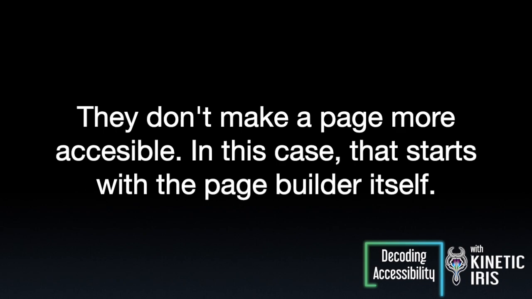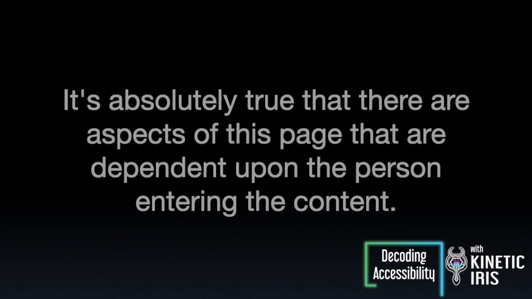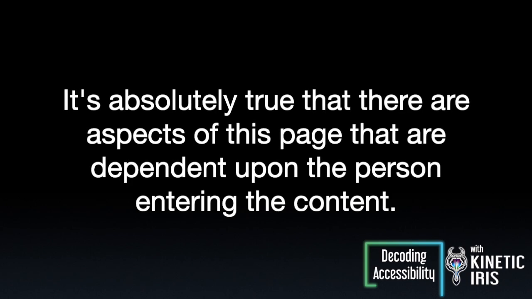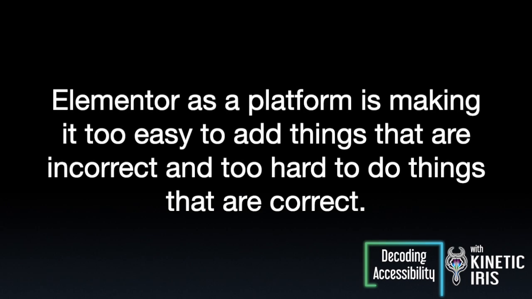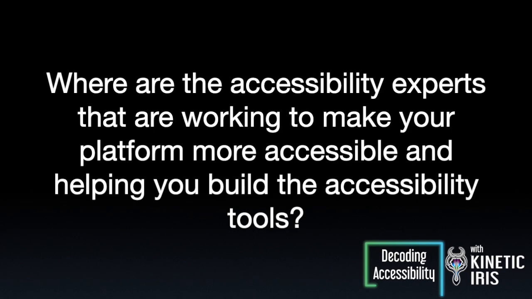In this case, that starts with the page builder itself. It's absolutely true that there are aspects of this page that are dependent upon the person entering the content. But this is your accessibility sales page. Not only are there problems with the entered content, but there are fundamental problems with code level aspects of this site. Elementor as a platform is making it too easy to add things that are incorrect and too hard to do things that are correct. Where are the accessibility experts that are working to make your platform more accessible and helping you build the accessibility tools?